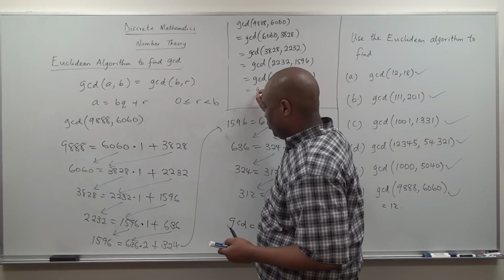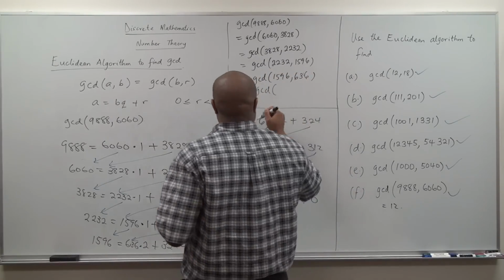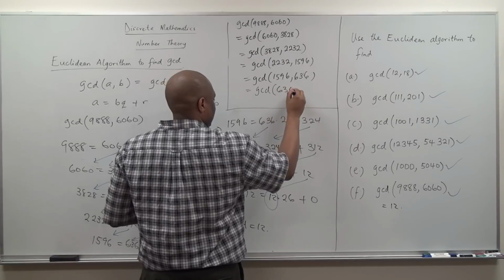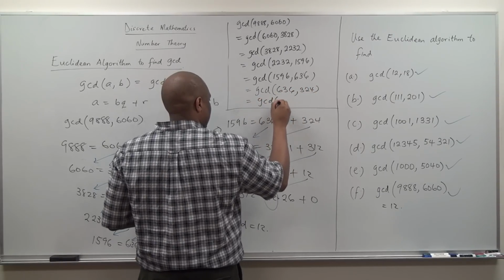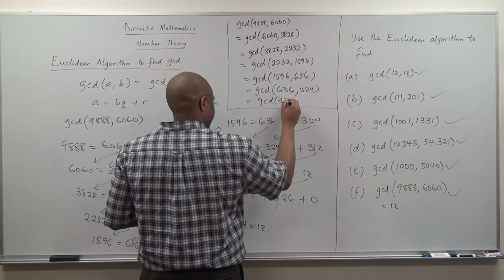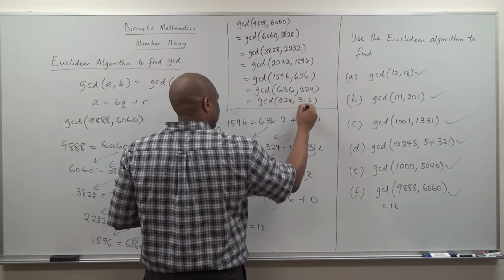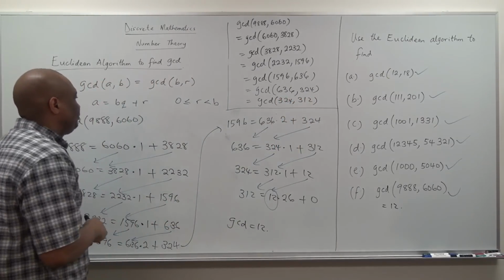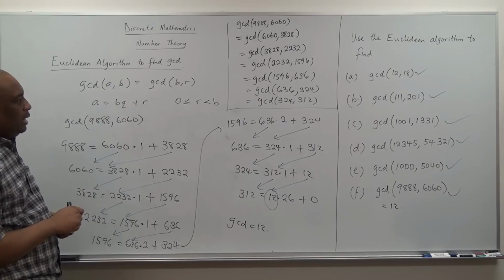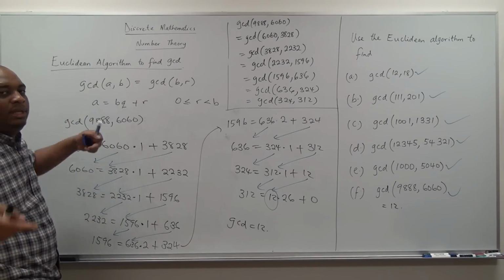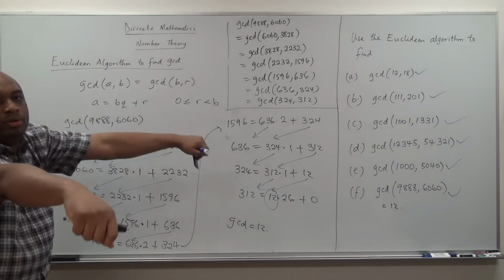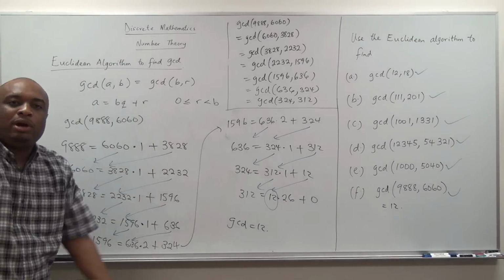okay, which is equal to GCD of 636 and 324, which is equal to GCD of 324 and 312, okay, which is equal to GCD of 312 and 12, which is equal to GCD of 12 and 0, which is equal to 12.